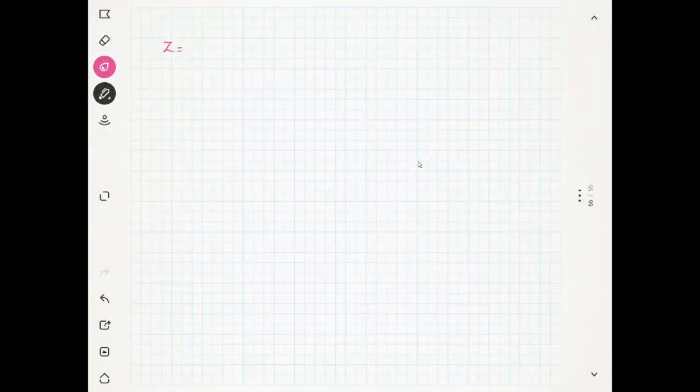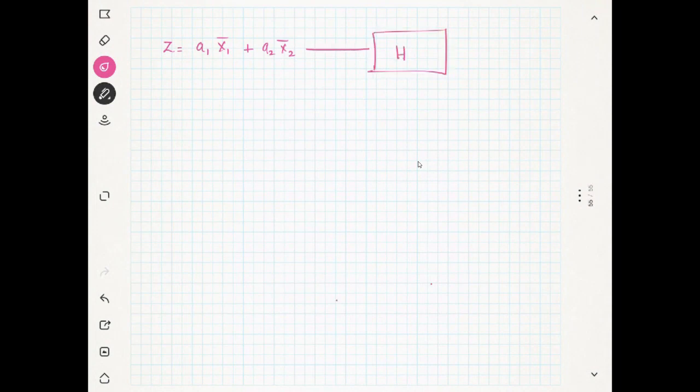Now you can see my z. My z is equal to a1 into x1 bar plus a2 into x2 bar. I think you will agree with me in this regard, right? Now I am passing this z through my linear system. Very, very careful. What is a linear system? A linear system will obey the principle of superposition and homogeneity. You understood?